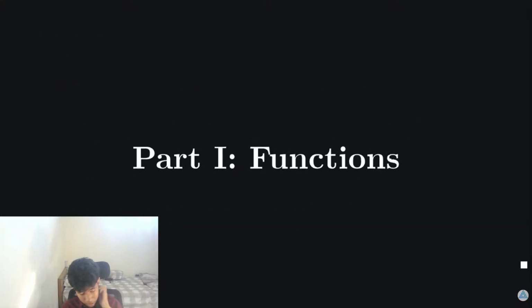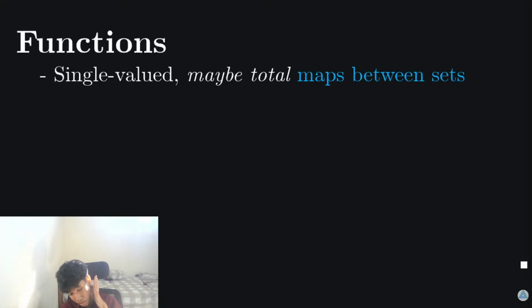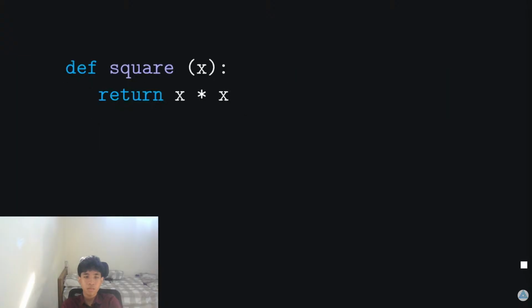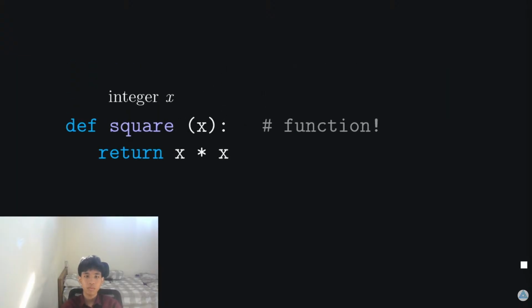When we refer to functions, we mean it in the mathematical sense of maps between sets, such that the output depends solely on the input. A procedure can be a function. For example, this Python procedure is a function that takes an integer and returns an integer.